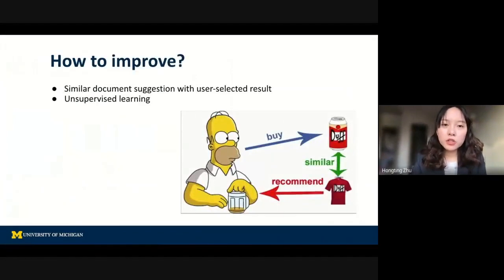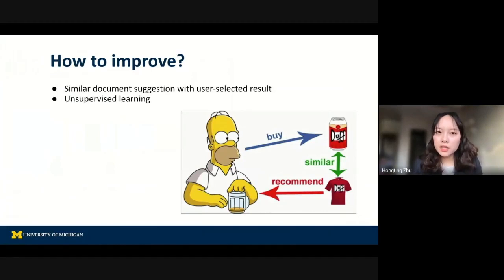So the question comes down to how to improve with AI. It is a really open-ended question, and it was also the most difficult part I came across while doing this project. We spent a lot of time just reading papers and proposing solutions, and then getting rejected or questioned, and then having to come back with better solutions. Eventually, we landed on similar document suggestion with user-selected results.